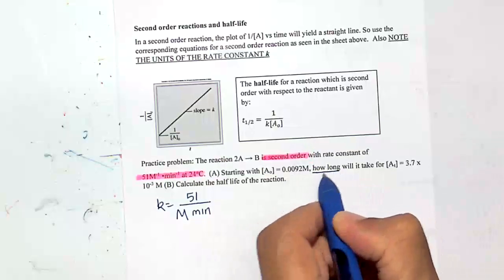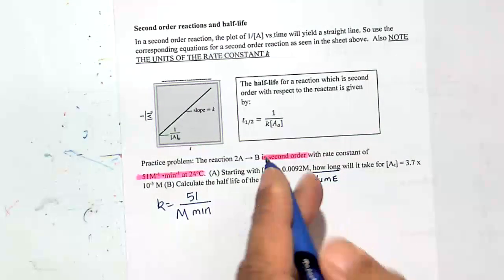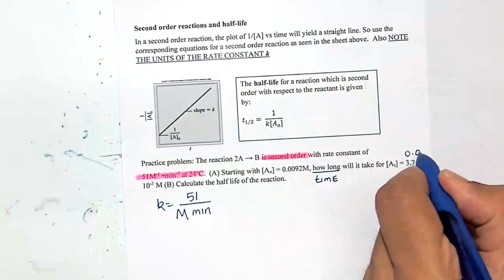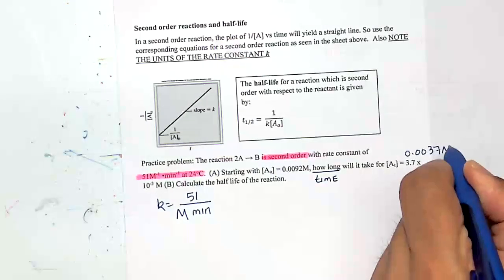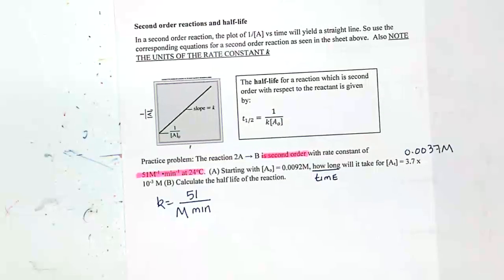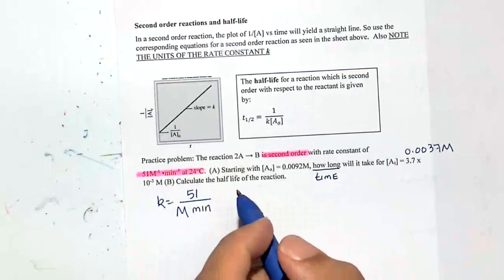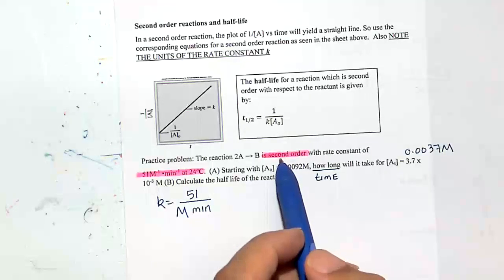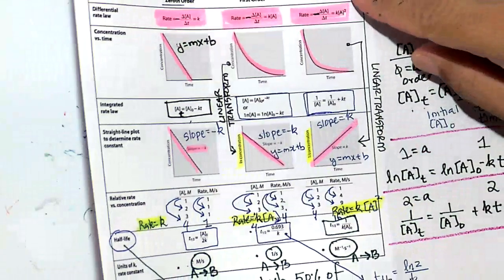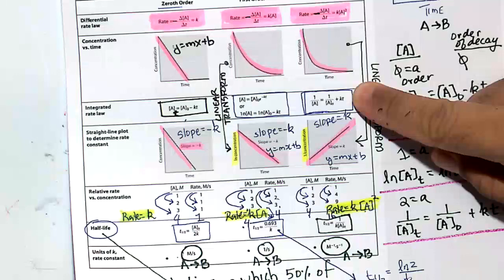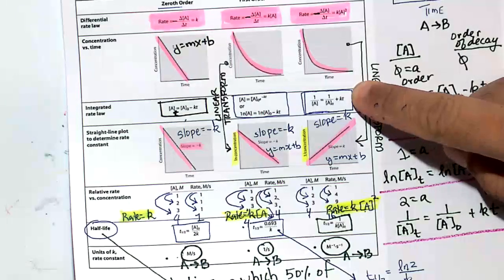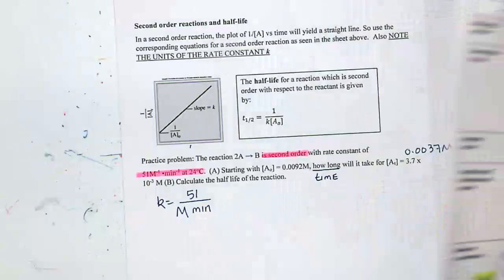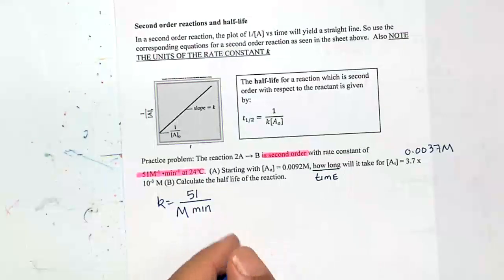How long? What is how long? Time for it to get to 3.7 times 10 to the minus 3, which is also 0.0037 molar. All right, what equation shall we use? Let's go back. Will we use zero order, first order, or second order? This is the equation that we're going to use. Let's write it out, plug it in, chug it out, get the answer, and then we'll move on to part B.